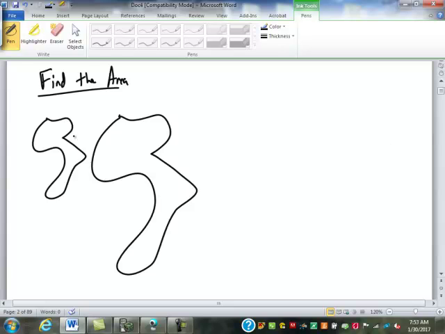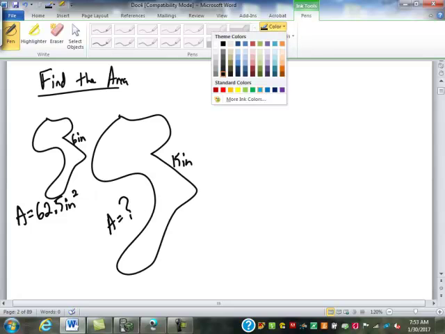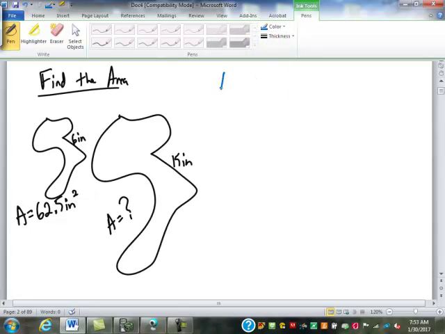If this dimension here goes from being 6 inches to 15 inches, and the area of this shape was 62.5 square inches, find the area of this shape. I'll give you a minute to do that in your notes. Then we'll take a look at it.